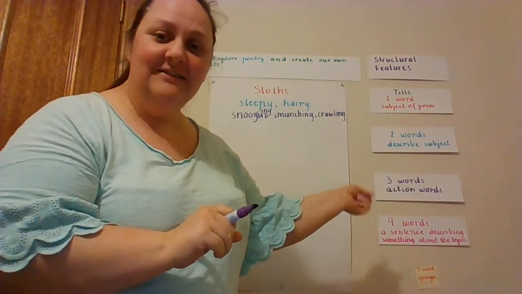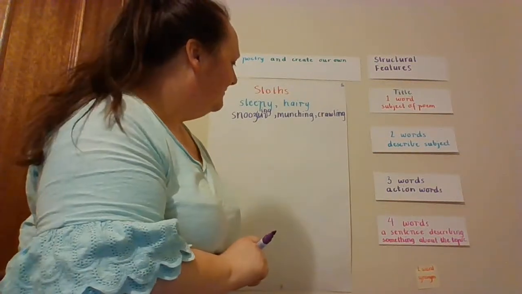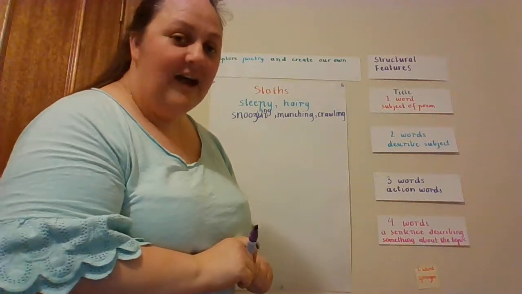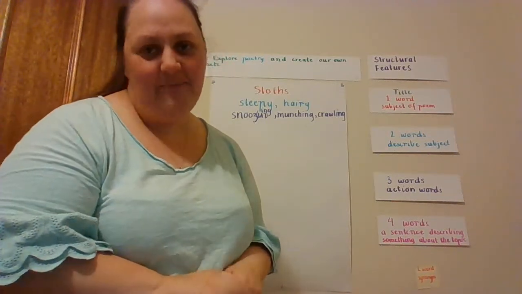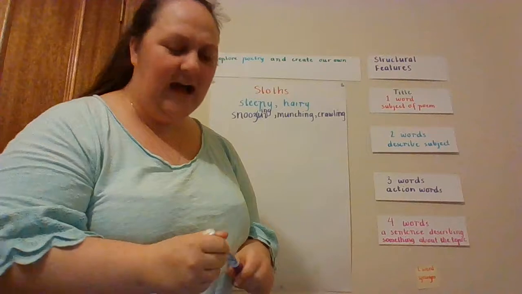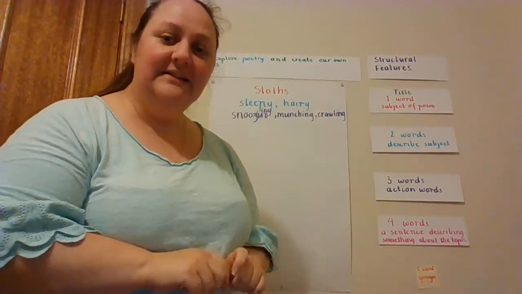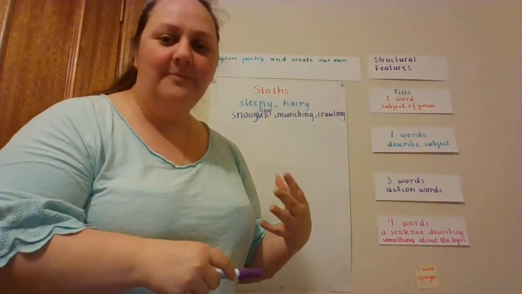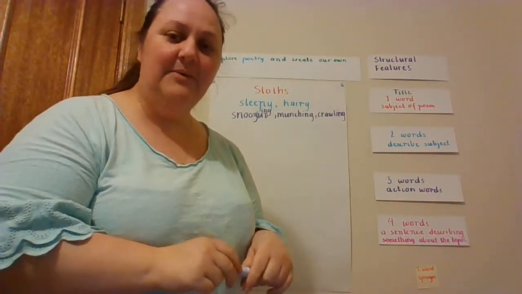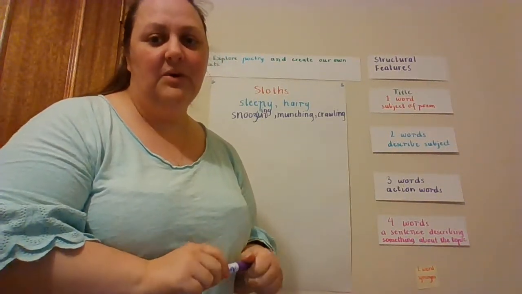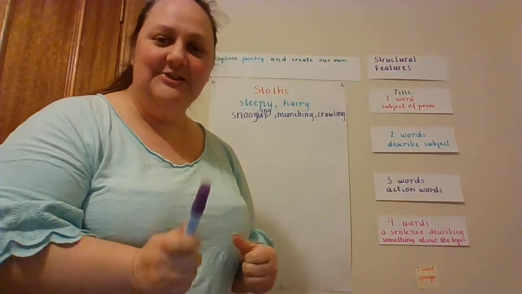Let's check our list. It says four words describing something about the topic, and this can be really hard to only choose four words. Remember that a sing-came poem only has 11 words, and to get our audience to really connect with what we're saying, we need to make sure we're choosing those words really, really carefully. So you ready for mine? I'll just swap colours.